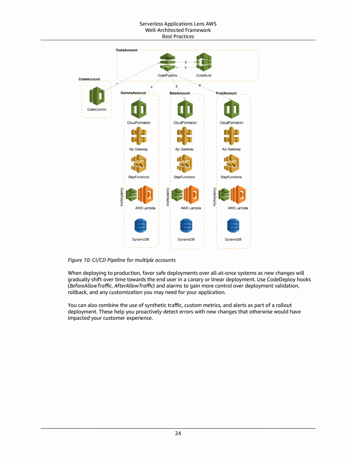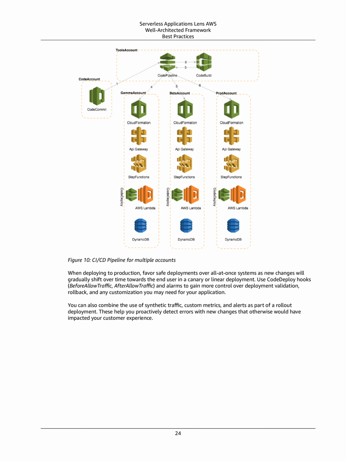When deploying to production, favor safe deployments over all-at-once systems as new changes will gradually shift over time towards the end user in a canary or linear deployment. Use CodeDeploy hooks, BeforeAllowTraffic, AfterAllowTraffic, and alarms to gain more control over deployment validation, rollback, and any customization you may need for your application.